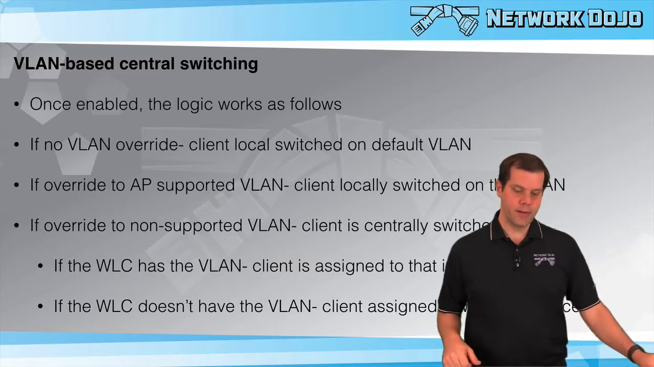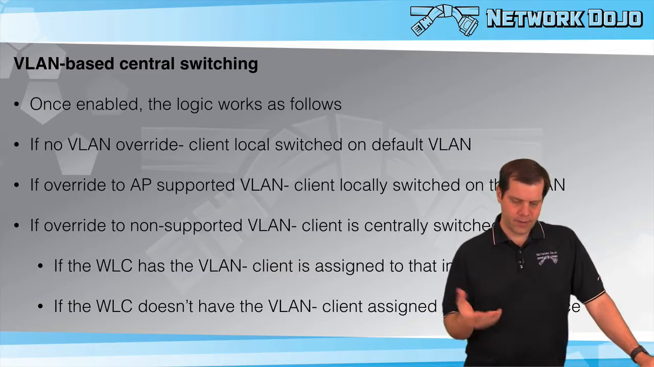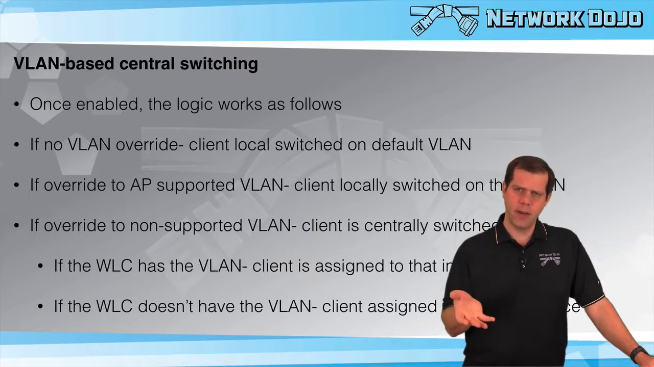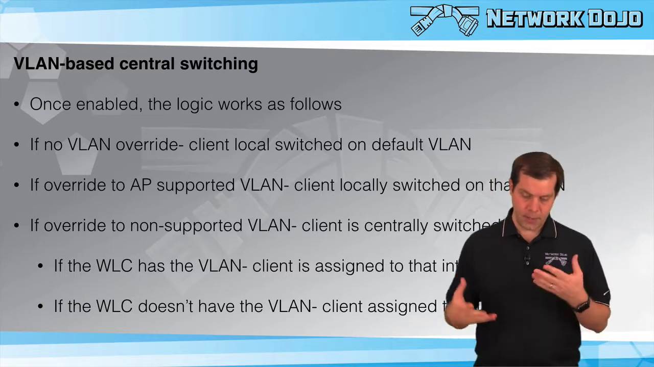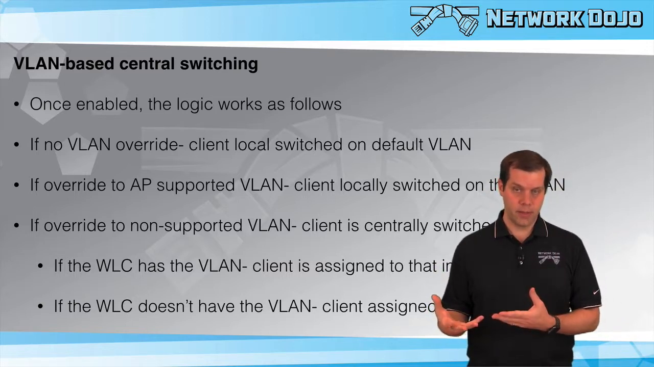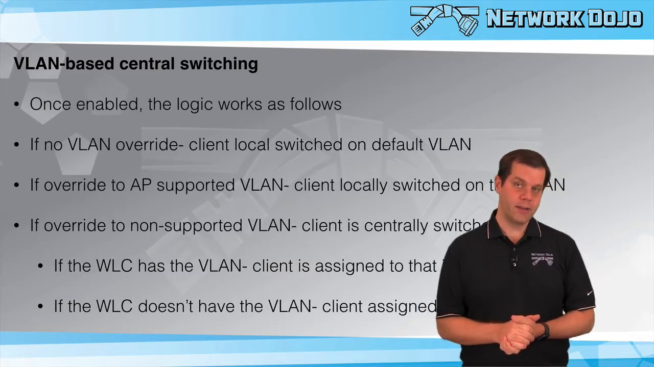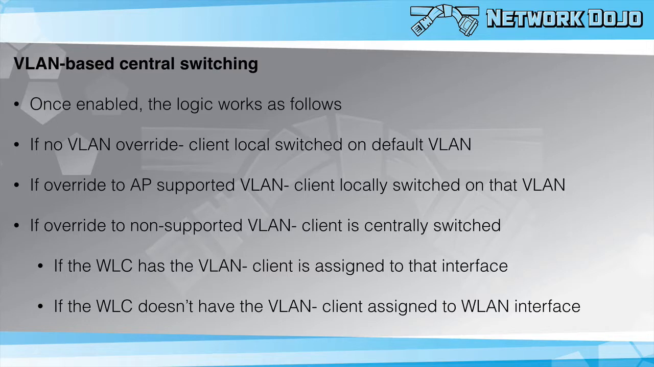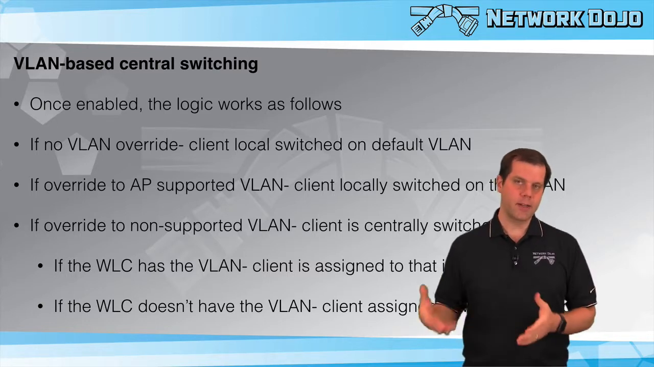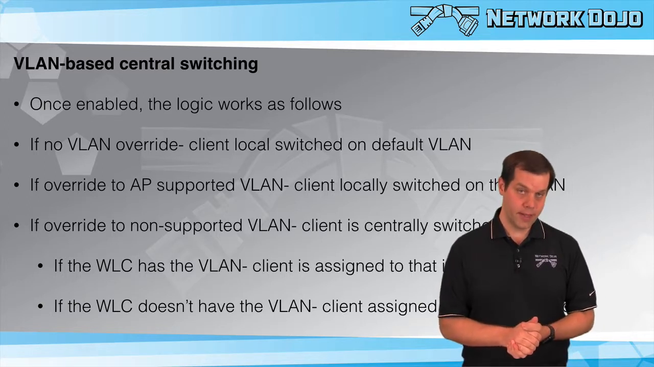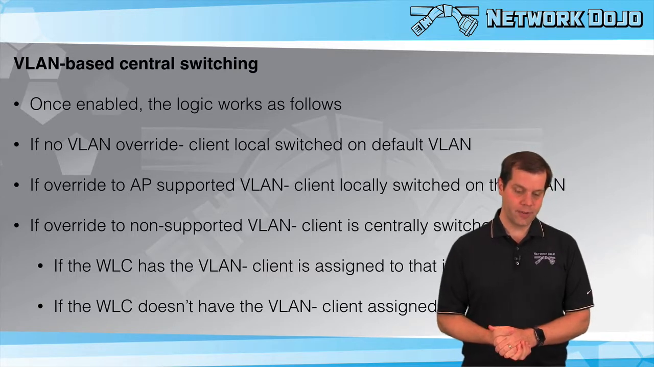But here's the last scenario. If we override to a non-supported VLAN, which I don't think I have VLAN 114 provisioned out to my APs, and so if I override my client onto VLAN 114, the AP can't support it, and rather than just putting it back on the default VLAN, it actually centrally switches that client up to the controller. So any non-supported VLANs or non-provisioned VLANs on the AP cause the client to be centrally switched up to the controller on that WLAN.